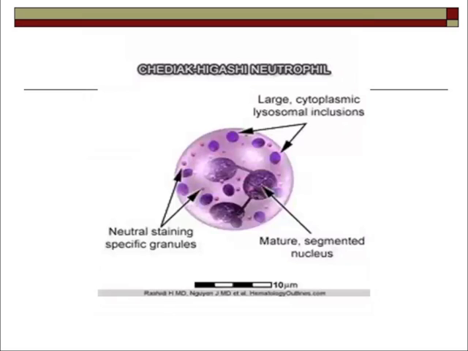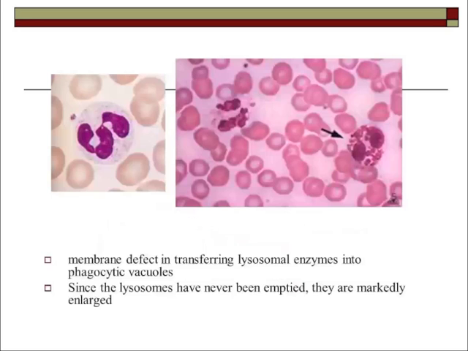And then, the easiest thing, obviously, you look at the peripheral smear, and you may find one of these neutrophils. The things that are abnormal about them are these large cytoplasmic inclusions. So you're looking at the smear. That's a normal neutrophil over there. That's an abnormal one. This is the Chediak-Higashi neutrophil with all those little sort of balls on the outside.